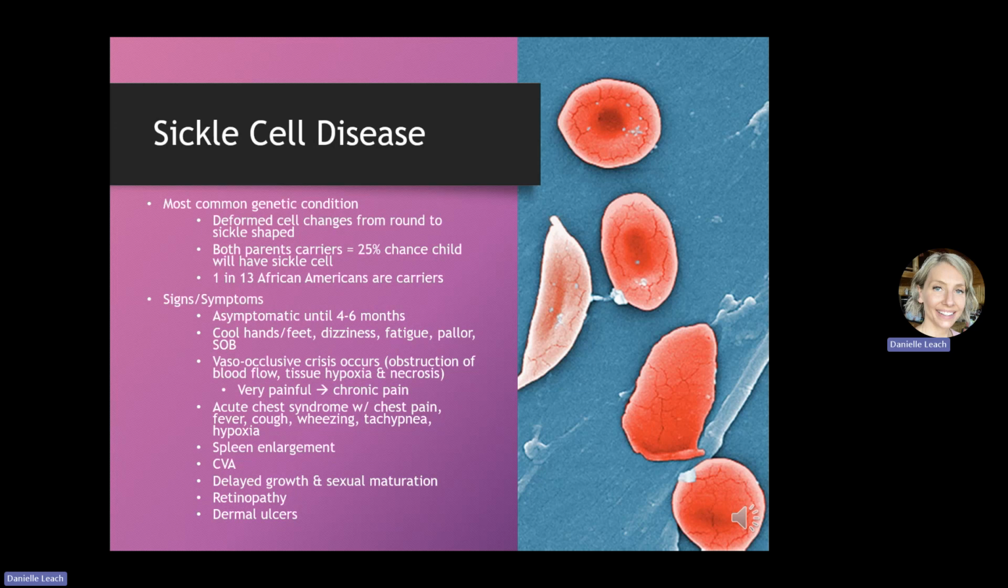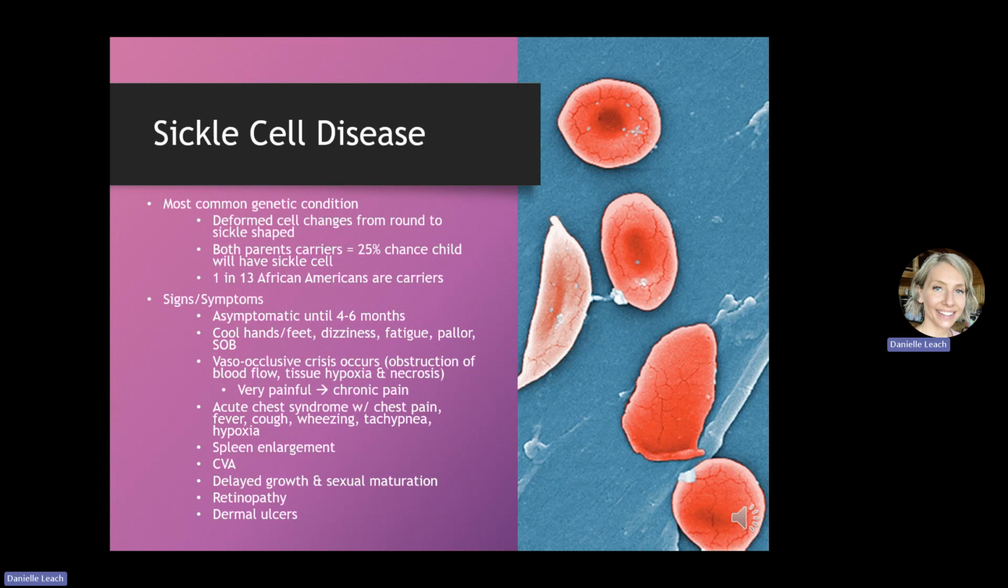One of the more severe symptoms is what's called a vaso-occlusive crisis. When this occurs, there is an obstruction of blood flow that's caused by these sickle-shaped cells. Basically, they're shaped in a deformed way, and they more easily clump together and don't flow through the bloodstream as we would normally expect round RBCs to do. This can lead to things like obstruction of blood flow, tissue hypoxia, and necrosis, which, as you can imagine, can be very, very painful. Sometimes these patients also are diagnosed with chronic pain.